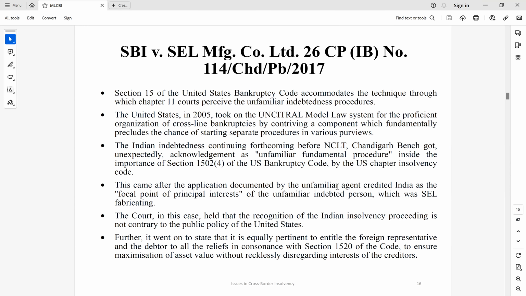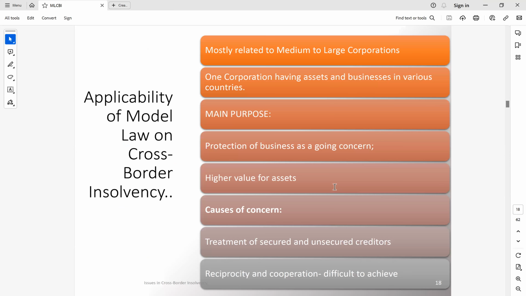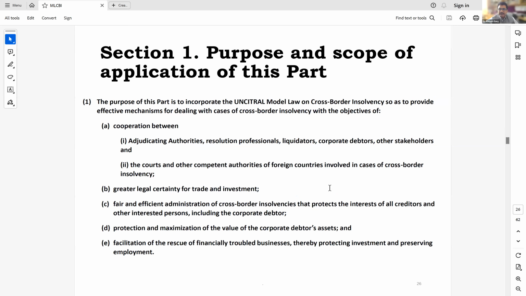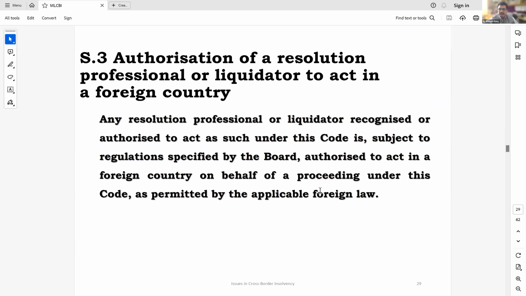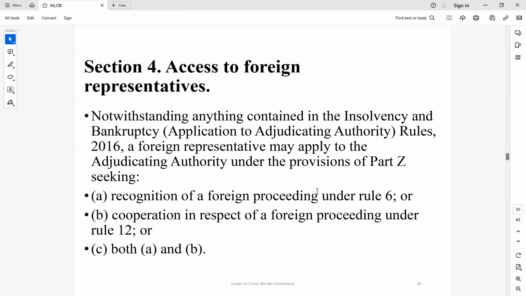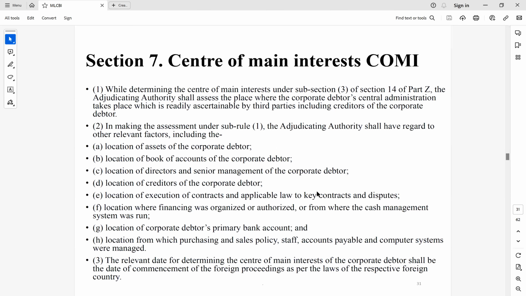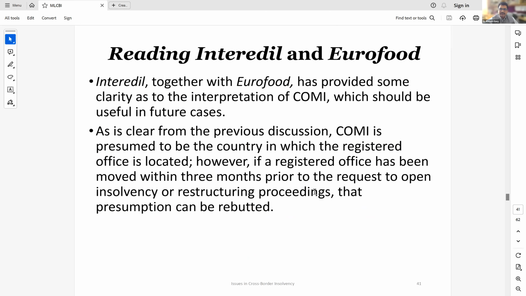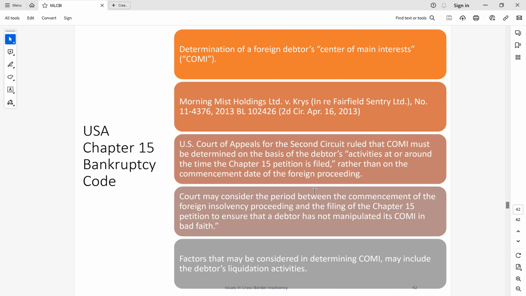So there was no creditor there in Brazil. How about the Brazil SBI creditor? SBI was there, and there were some local creditors also. So how were they dealt with? As per the law of Brazil. Okay.